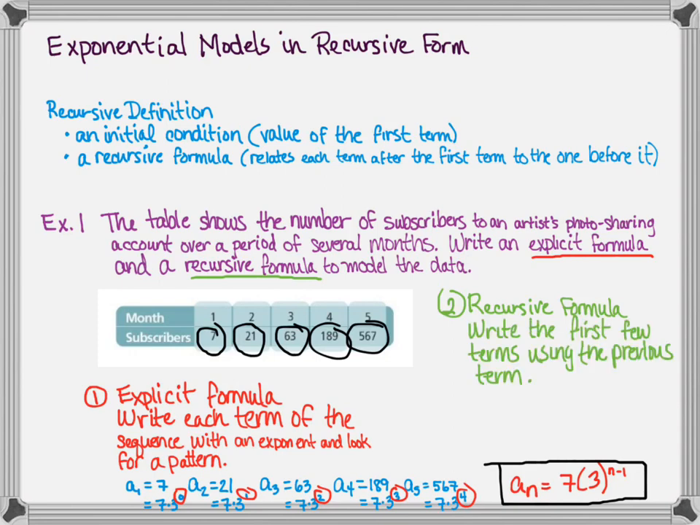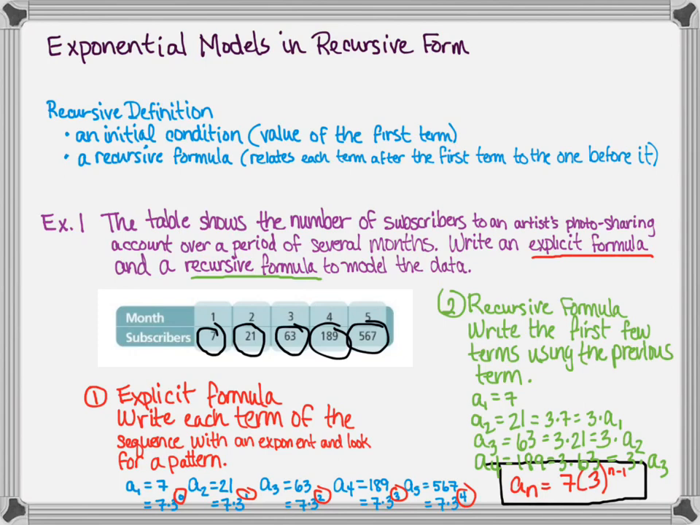So first, we'll write the first few terms using the previous term. So a sub 1 was 7, a sub 2 is 21, which can be written as 3 times 7, or 3 times a sub 1. A sub 3 is 63, which can be written as 3 times 21, or 3 times a sub 2. A sub 4 is 189, which can be written as 3 times 63, or 3 times a sub 3.